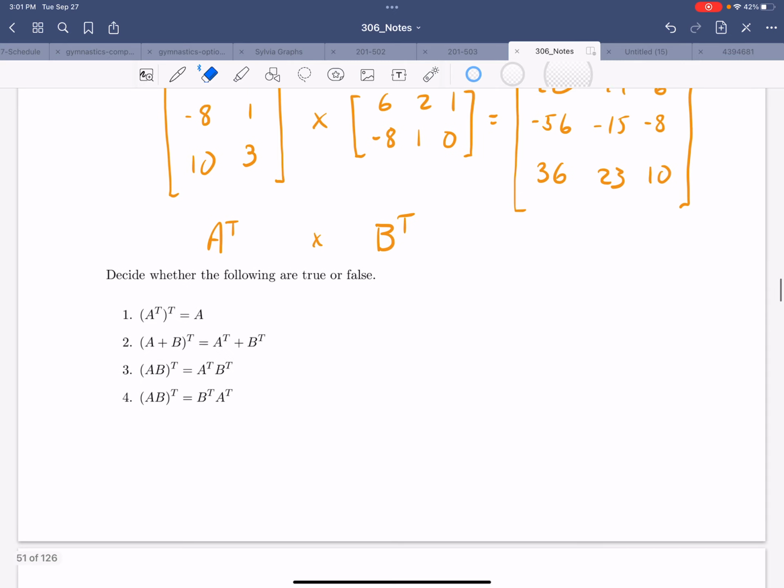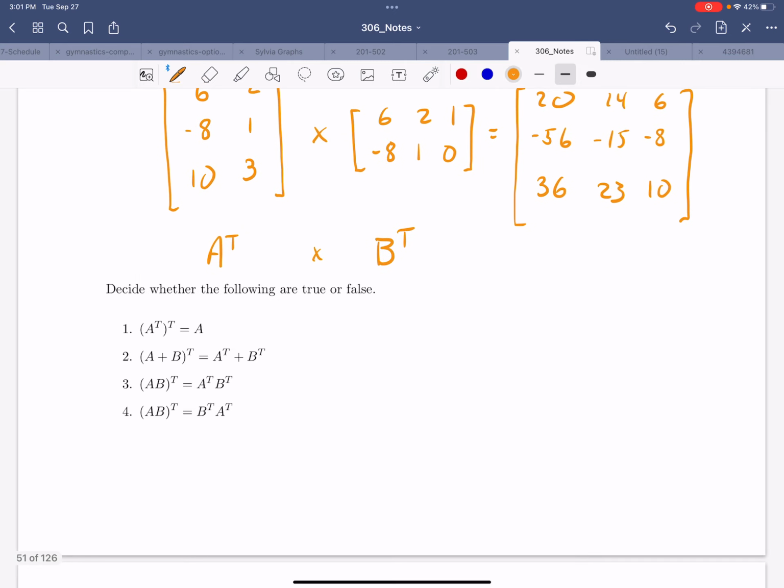So let's decide whether these things are true or false. The transpose of a matrix: if you think about it, if you flip a matrix diagonally, so to speak, exchanging the rows and the columns, and then do it again, you get back where you started. So that's true. You can try it out. Transposing also works well with addition. So that's true.